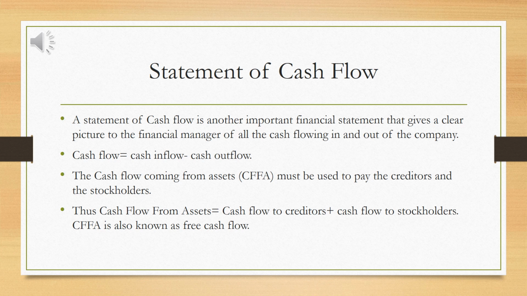So cash flow equals cash inflow minus cash outflow. The cash flow coming from assets must be used to pay the creditors and the stockholders. Thus, cash flow from assets equals cash flow to creditors plus cash flow to stockholders. CFFA, which is cash flow from assets, is also known as free cash flow.